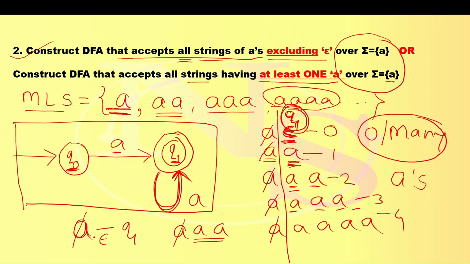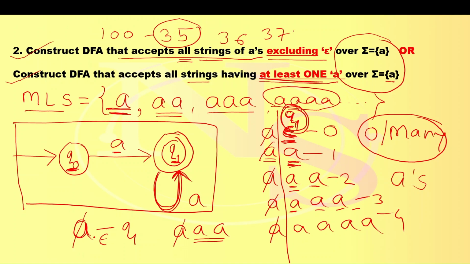Let's take one more example. Before moving to another example, try to understand this second statement. Construct a DFA that accepts all strings having at least one A. At least one A. I will give a simple example. In any exam, if the exam is of 100 marks, we need 35 marks to pass. At least 35. At least 35 means what? If I get 36, that is also fine. If I get 37, that is also fine. It means at least 35.